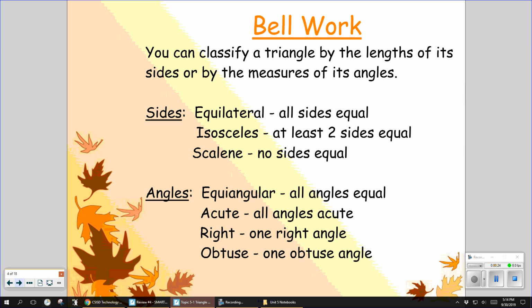So this is review information. You should already know this, but you can classify a triangle by the lengths of its sides or by the measures of its angles. So when you classify by sides, we have equilateral, where all sides are equal, isosceles, where at least two sides are equal, and scalene, where no sides are equal. We can also classify by angles: equiangular when all angles are equal, acute, all angles are acute, right, we have one right angle, and obtuse, we have one obtuse angle.